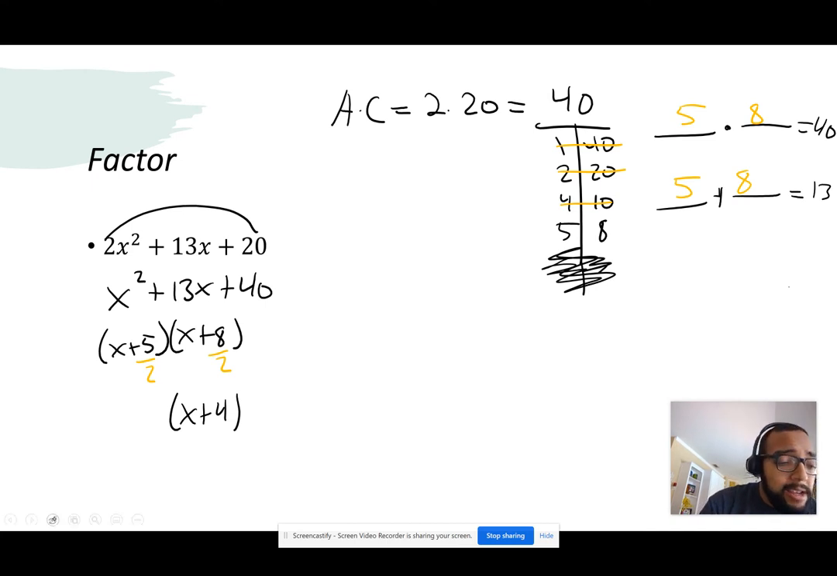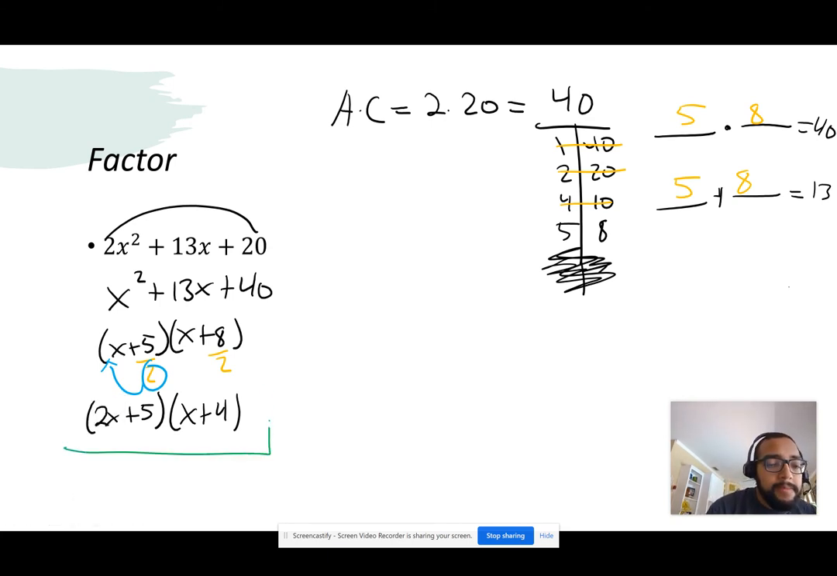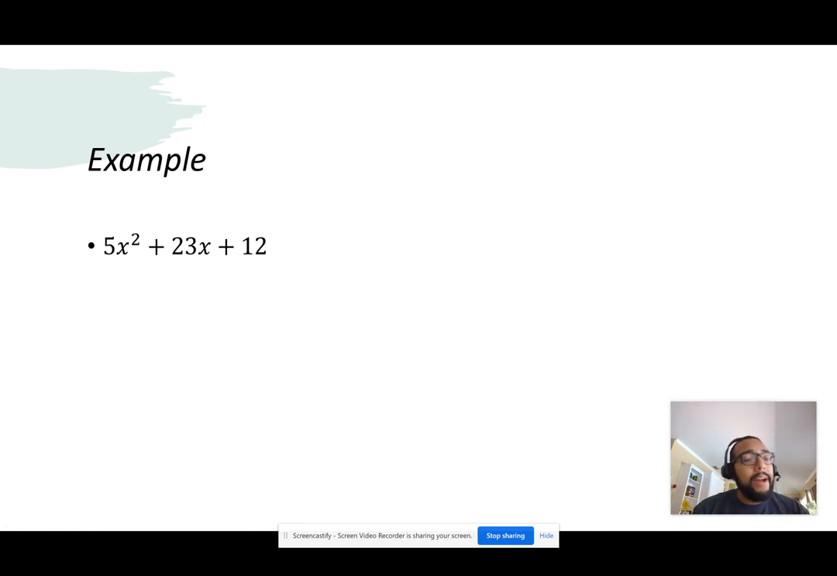So again, once you have this situation, kick that 2 out front, and then we're getting 2x plus 5. Notice again, if I wanted to, I could multiply those two binomials together. And after I multiply those two binomials together, we would end up getting our answer of 2x squared plus 13x plus 20. So in this case, we have our binomials of 2x plus 5 and x plus 4.